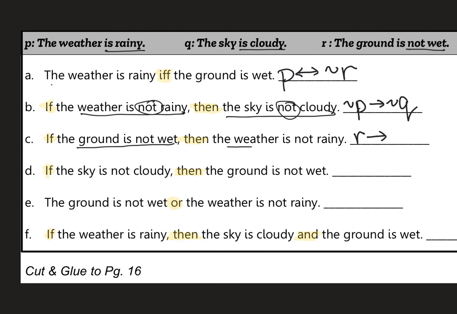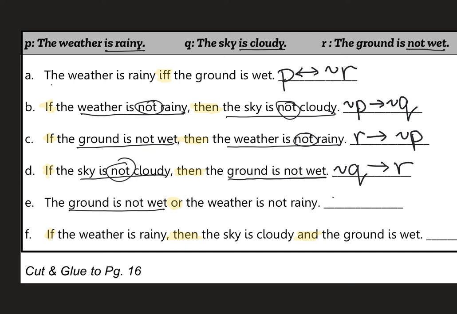Then the weather is not rainy, so not P. We have another if then. If the sky is not cloudy, so not Q, then the ground is not wet, R. Again, I am just matching symbols. I am not even spending 2 seconds thinking about how valid these statements are. Next one, the ground is not wet. That's statement R. Or the weather is not rainy, not P.